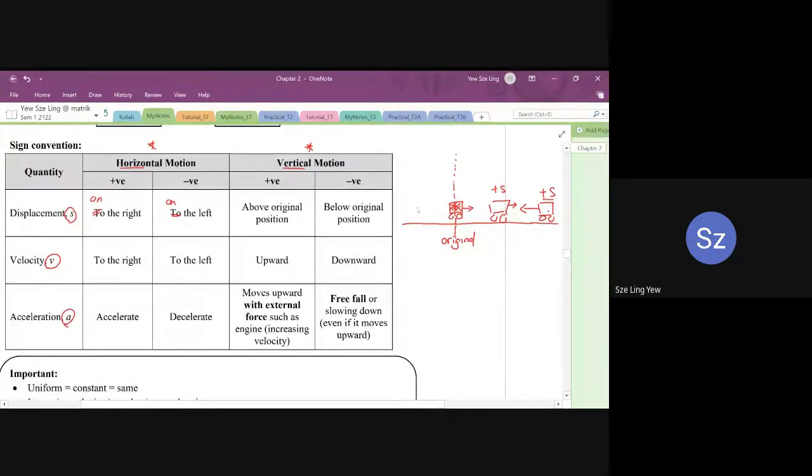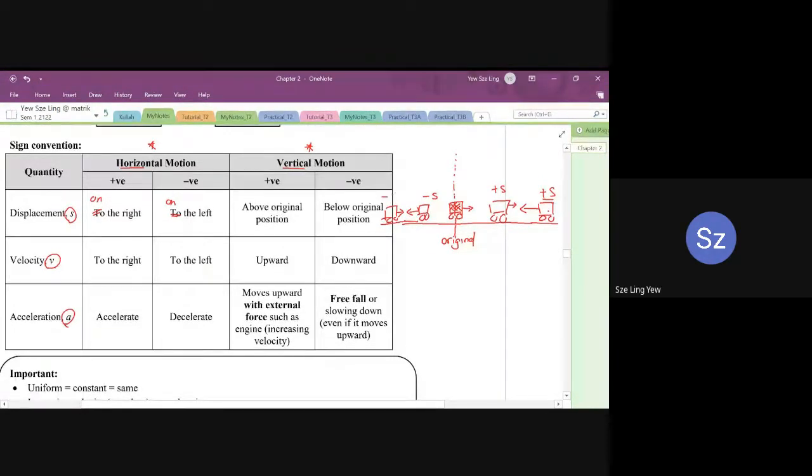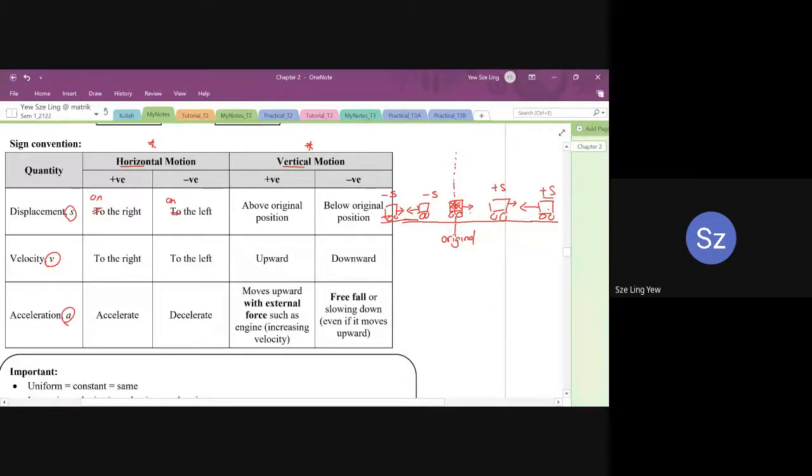So if my object is on the left-hand side, moving to the left, then this one is a negative S. If the object now makes a U-turn and wants to go back to the original position, even though it is going to the right-hand side, you still use negative S because it is located on the left-hand side of the original position.